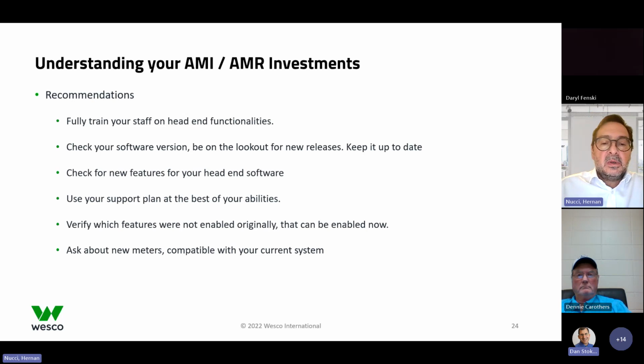Check software versions and be on the lookout for new releases. Try to keep it up to date. Normally, we never recommend the latest one. Try to be one version behind, so you have time for other guys to test the new release. You don't want to be 4 releases behind, but you don't want to be the early innovator. Make sense? Check new features. Maybe you have head-end software that now has a new feature that you can buy for a few extra bucks and solve a problem that you are having. So ask about new features on your existing AMI.